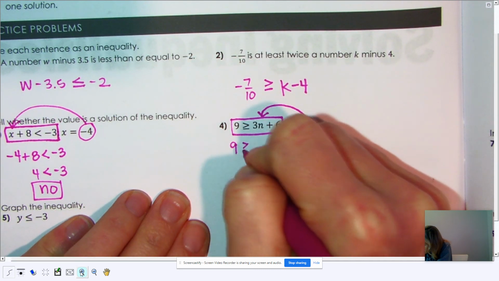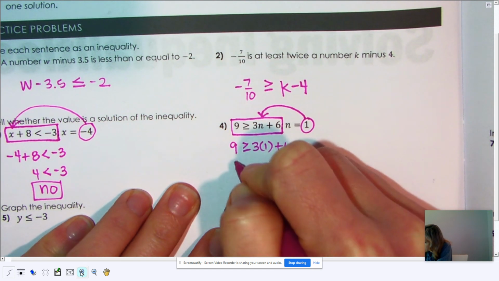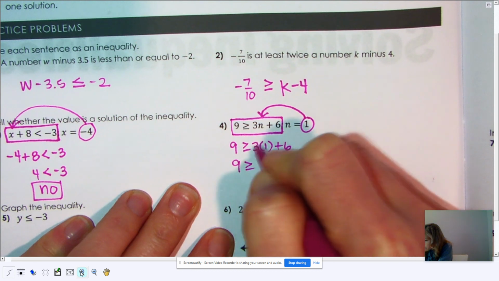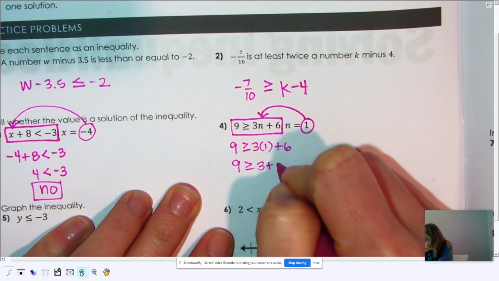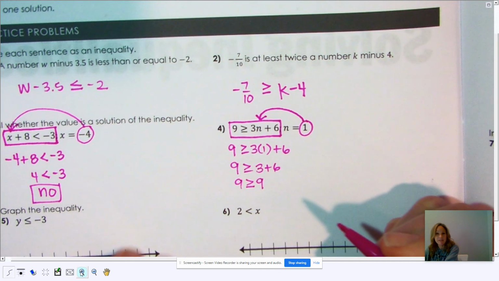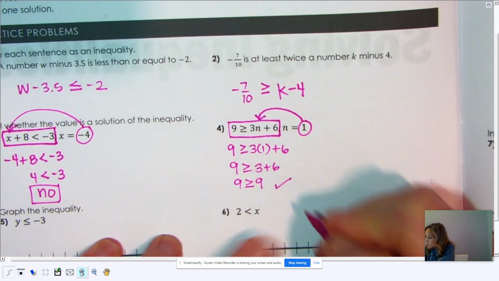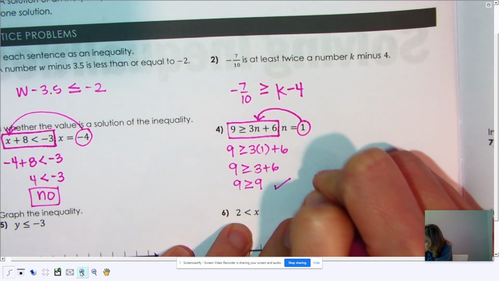Okay, so I'm going to write 9. I'm going to copy the greater than or equal to 3 times 1 plus 6. So 9 greater than or equal to 3 times 1 is 3. 9 is greater than or equal to 9. Is that true? Is 9 equal to 9? Yeah. So yes, that is true. So we would write, yes, it is a solution.